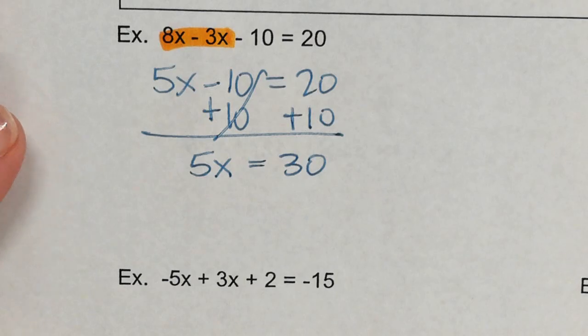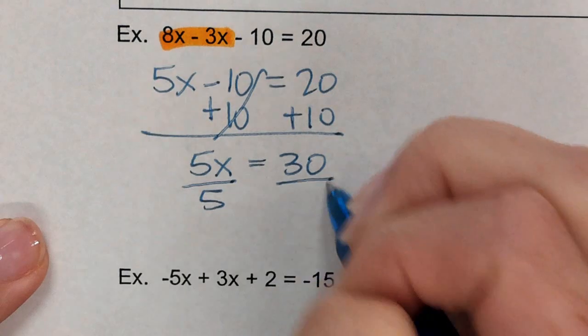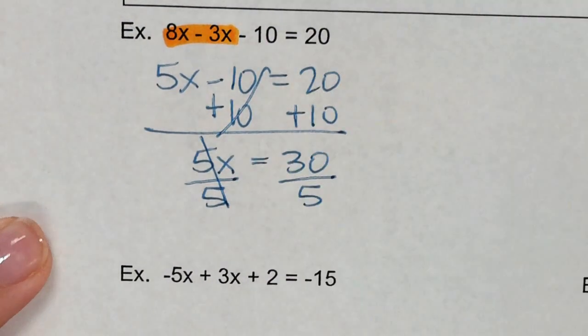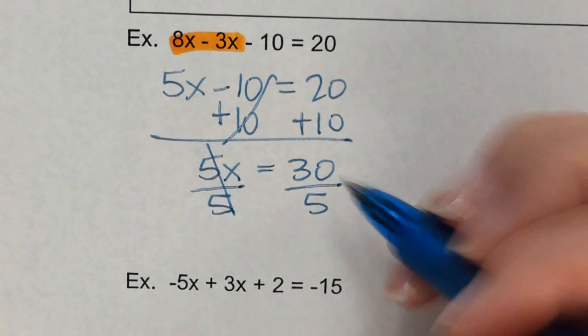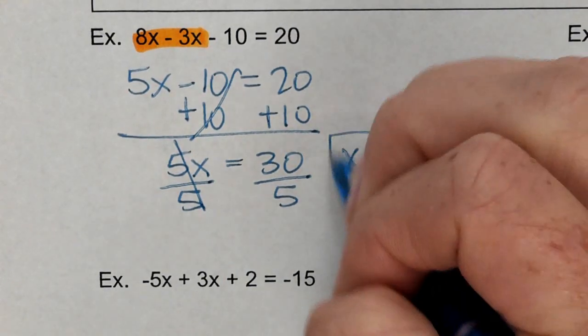My last step is to get rid of the coefficient by multiplying or dividing. Since 5 is being multiplied by x, the inverse is to divide. I'm going to divide both sides by 5. This cancels out because 5 divided by 5 is 1, and 1 times x is x. So I now have x by itself, and 30 divided by 5 simplifies to 6.